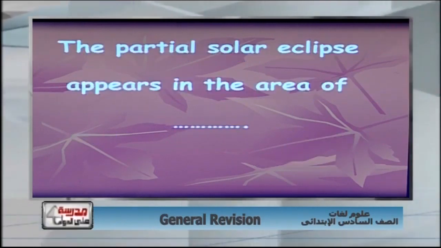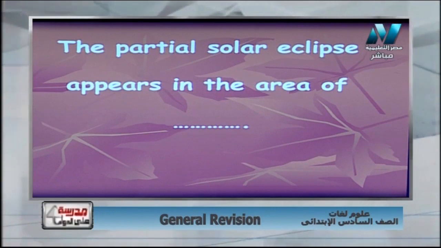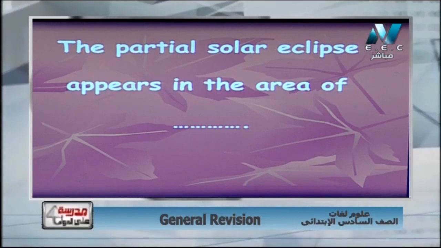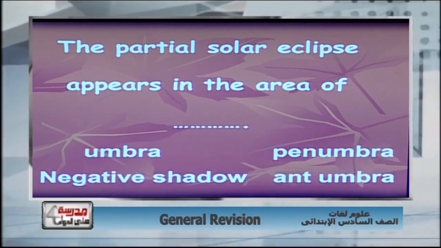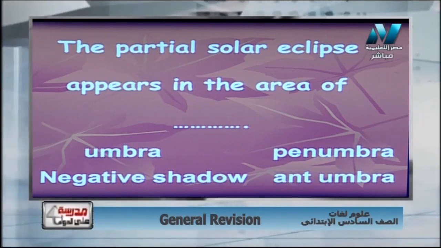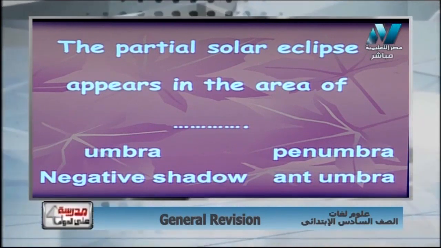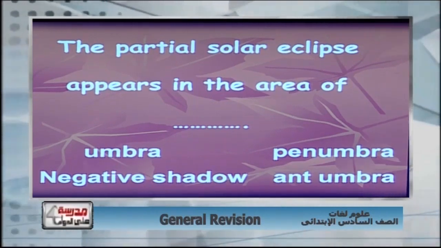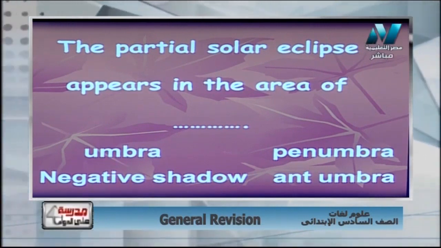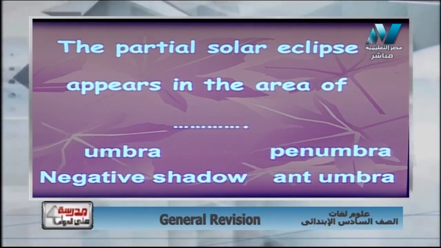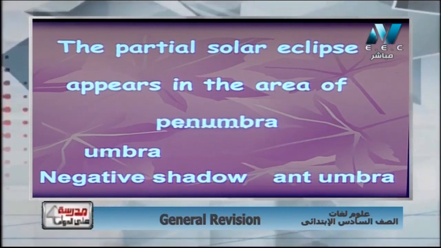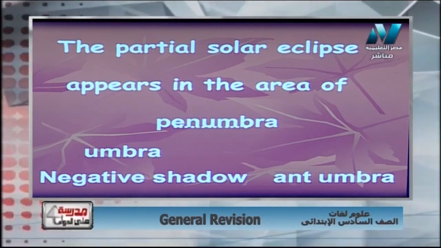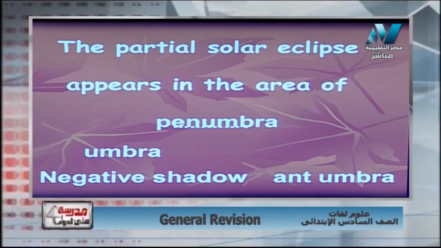Another question that says the partial solar eclipse appears in the area of umbra, penumbra, negative shadow and tempera. كسوف الشمس الجزئي بيظهر في منطقة... احنا قلنا كلمة سر مهمة قوي، ان البارشال بيبدأ بليتر P، يبقى اكيد هيبدأ في منطقة برضو بتبدأ بليتر P اللي هي penumbra، أو شبه الظل. The partial solar eclipse appears in the area of penumbra.